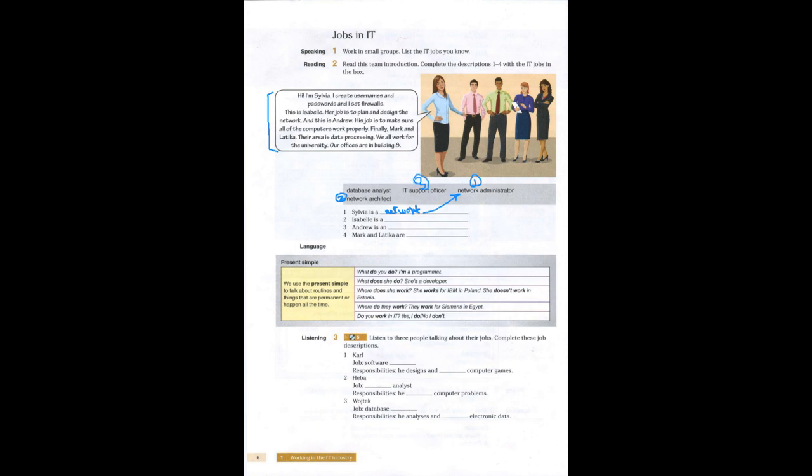We are left with this one, which is normally for Mark and Latika, which is database analyst, but we have to add S here because they are 2 people, so we add plural S. Because here they said that Mark and Latika, their area is data processing, and we all work for the university.